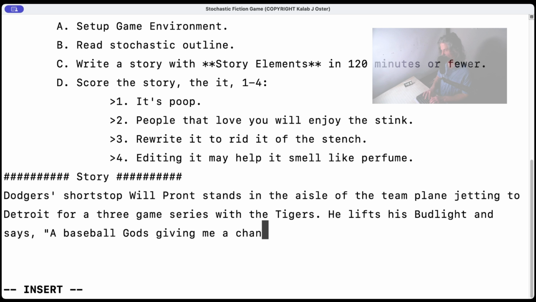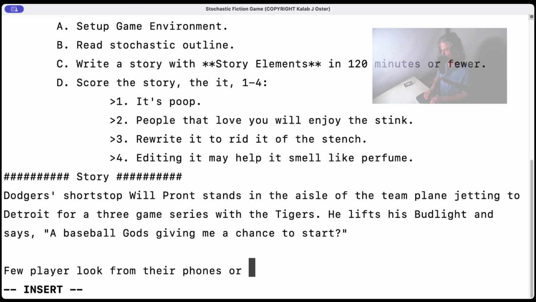Giving me a chance to start. Few players look up from their phones.